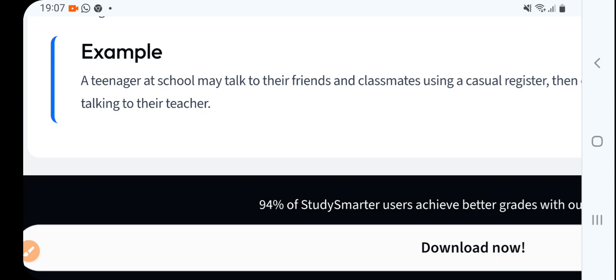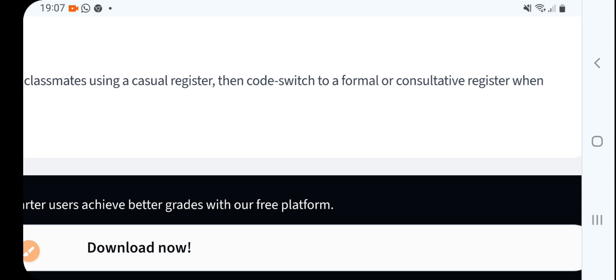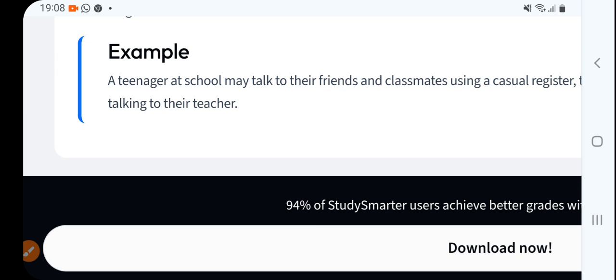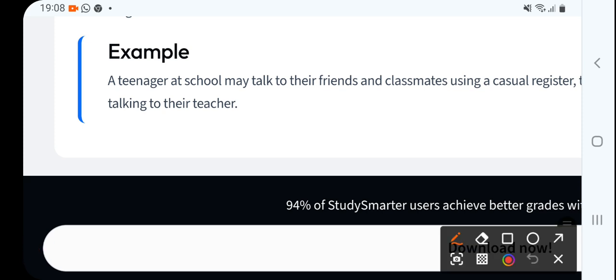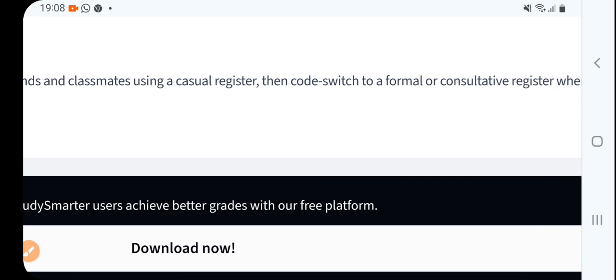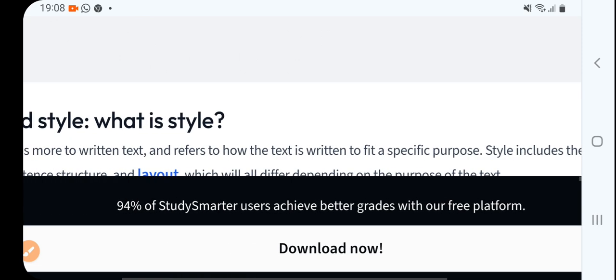For example, a teenager at school may talk to their friends and classmates using a casual register, then code switch to a formal or consultative register when talking to their teacher, right? Formal or consultative when taking any consultation, and from casual to casual with friends, right? So that is there.